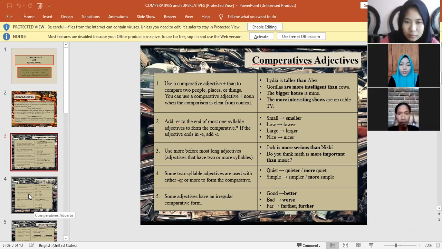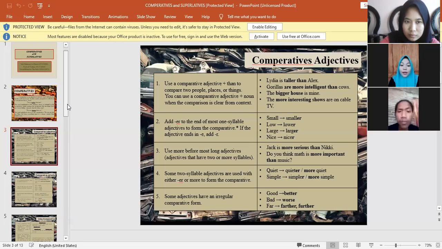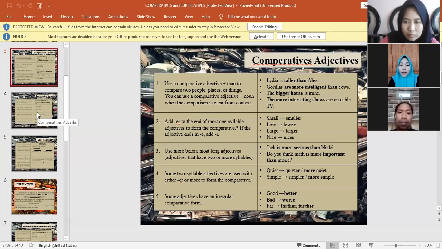Third is use more before most long adjectives, adjectives that have two or more syllables. For example, Jack is more serious than Nikki. Do you think work is more important than music? Fourth is some two-syllable adjectives are used with either er or more to form the comparative. For example, quiet becomes quieter or more quiet, simple becomes simpler or more simple. And the last is some adjectives have an irregular comparative form. For example, good becomes better, bad becomes worse, far becomes farther or further.